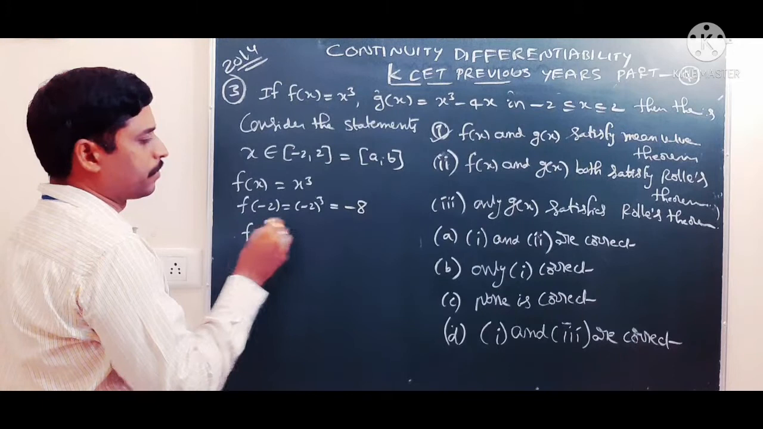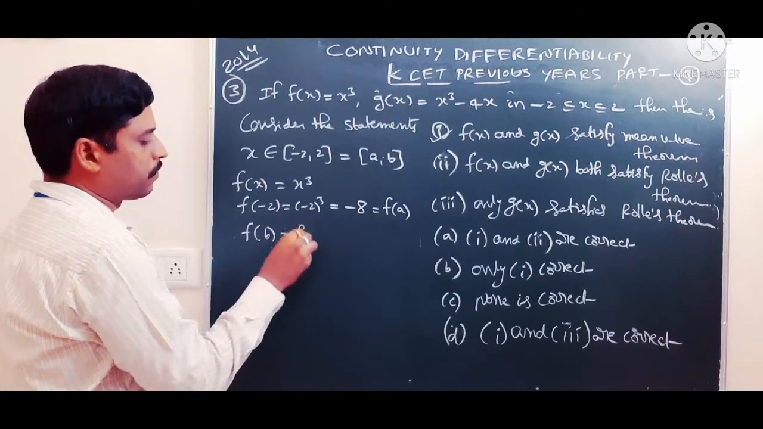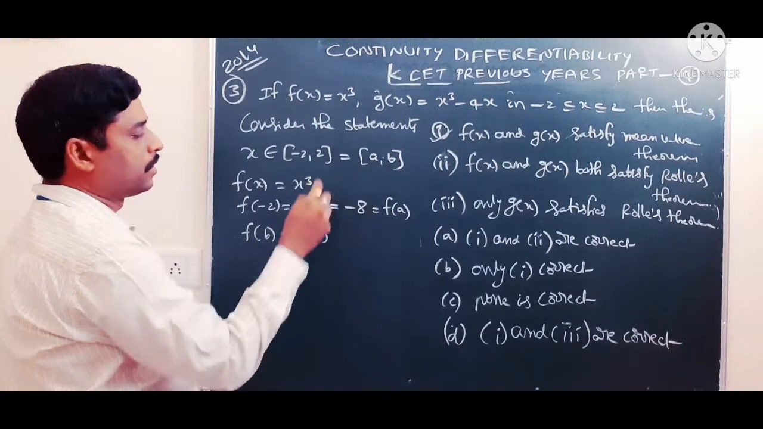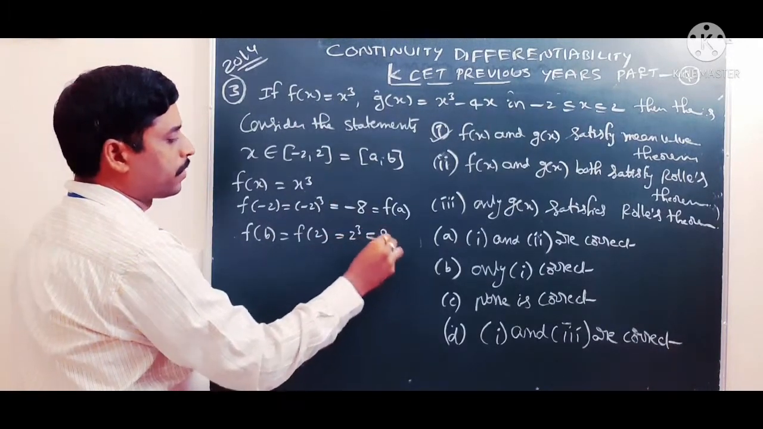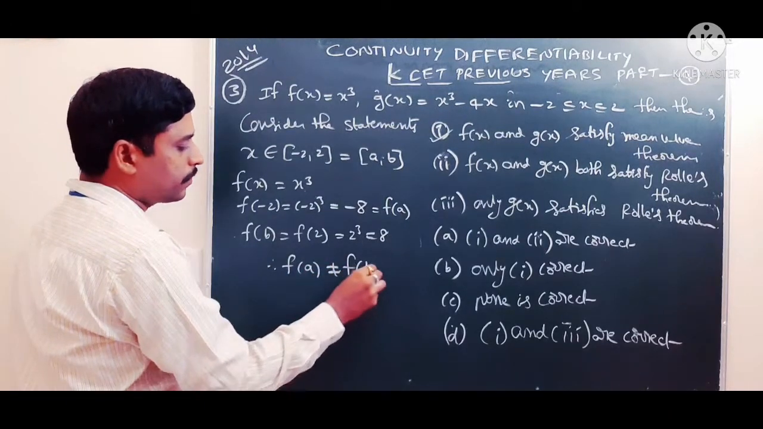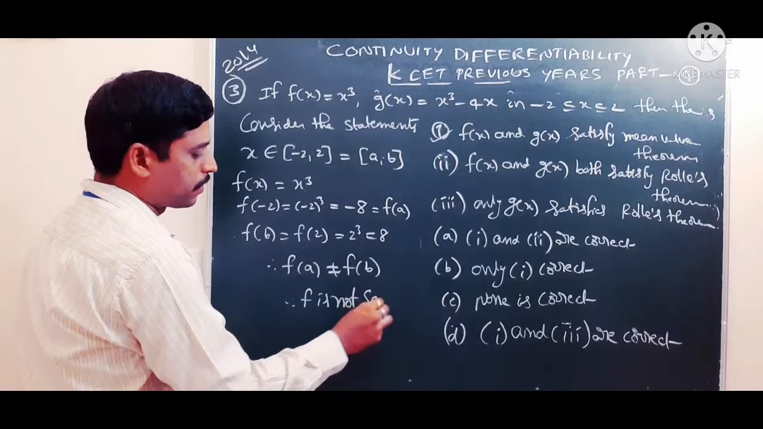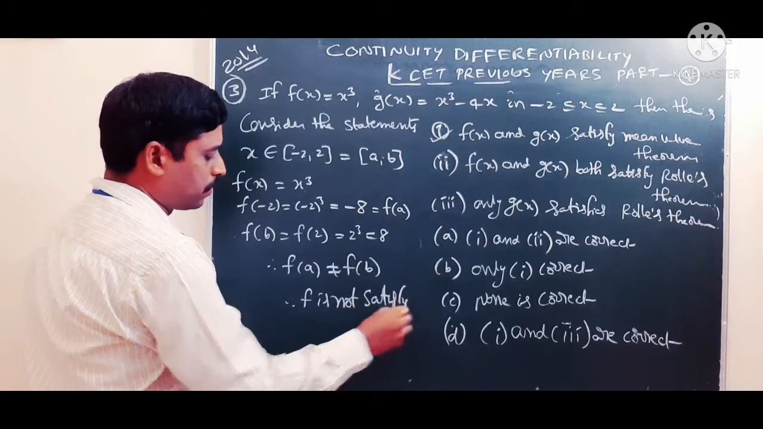And f of b is equal to f of 2. Therefore this value is 8. Therefore f of a and f of b are both different. Therefore f does not satisfy Rolle's theorem.